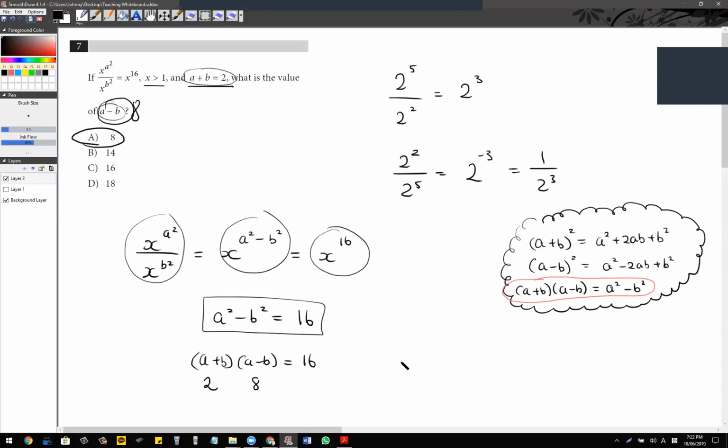Now you can try this one, maybe. x to the power of 2a squared over x to the power of 2b squared equals x to the power of 8. Find a minus b if a plus b is 2. Try this yourself.